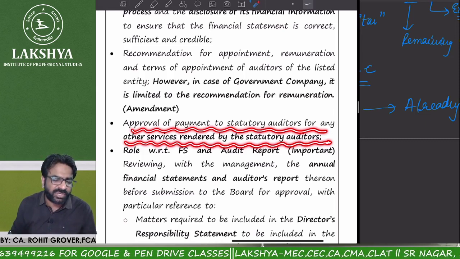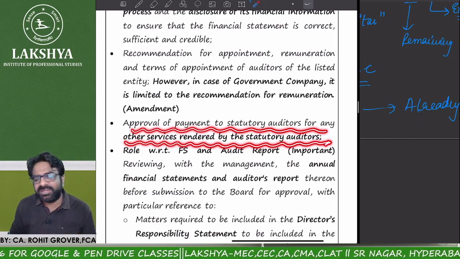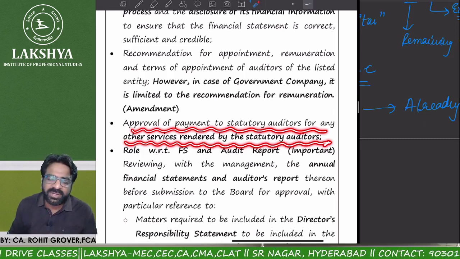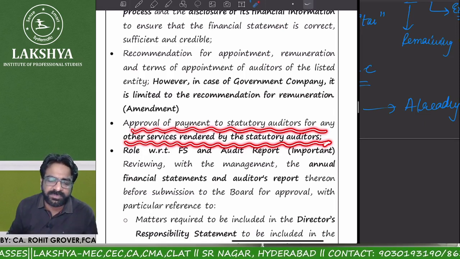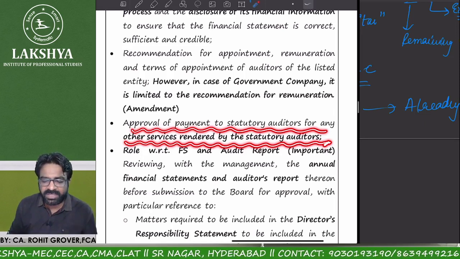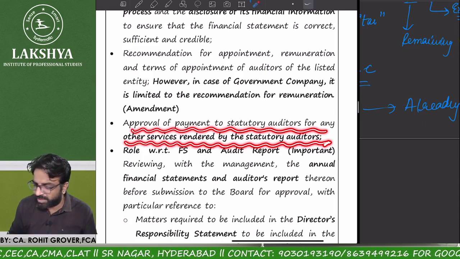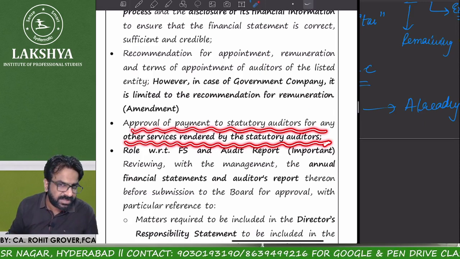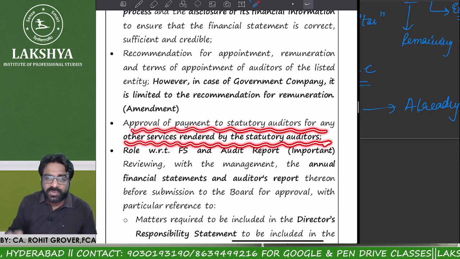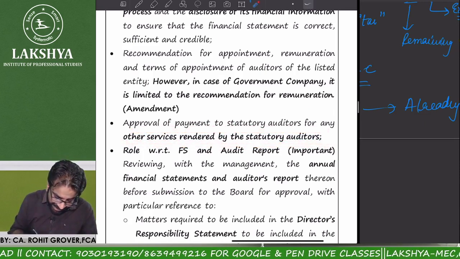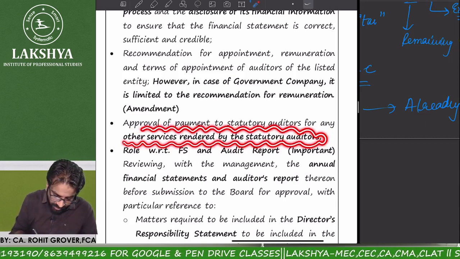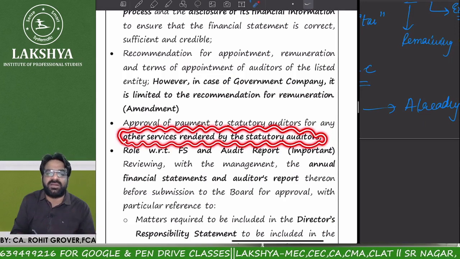Remember section number 142. Who determines the auditor's fees? Who determines the auditor's remuneration? The auditor's remuneration will be determined by the person who appoints him: directors in case of the first auditor, and members in case of subsequent auditors. So they will determine. We are talking about remuneration for the other services rendered by the statutory auditor. We are talking about the advisory services he is rendering.